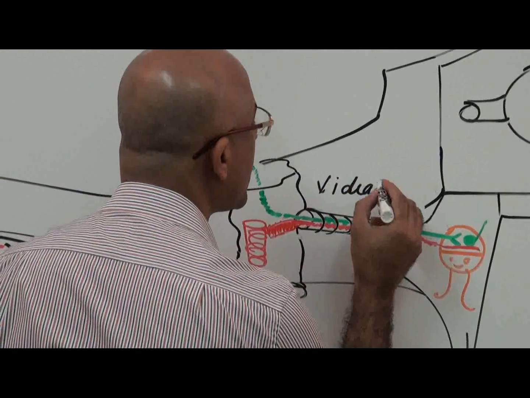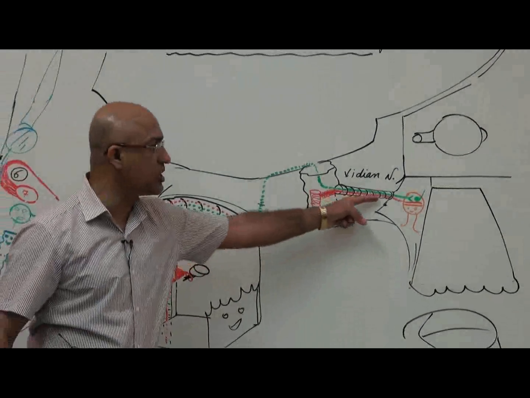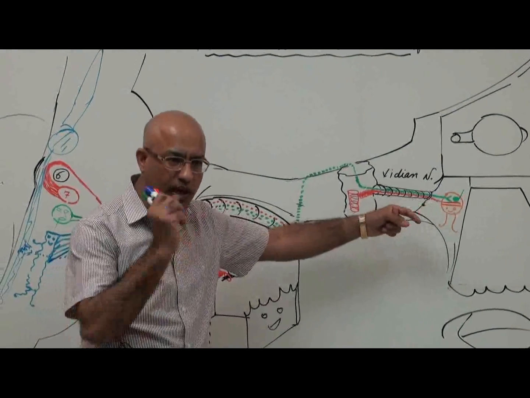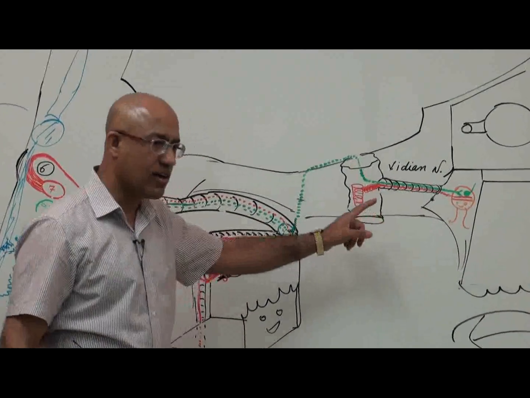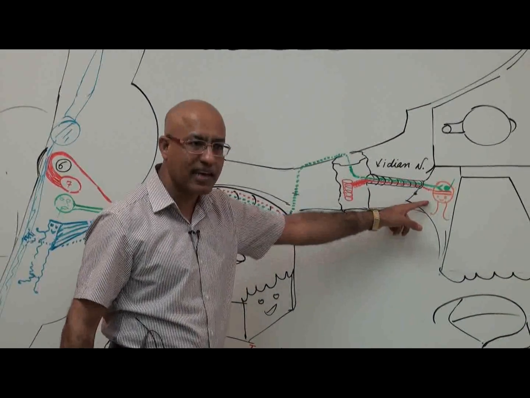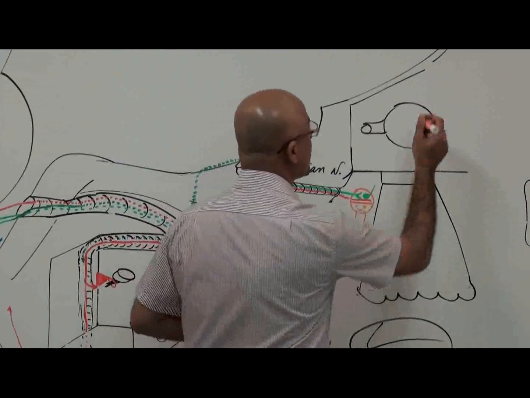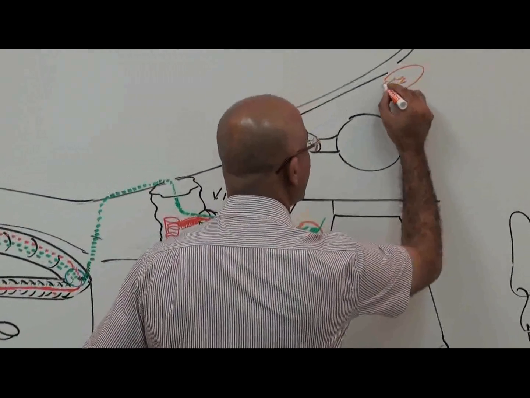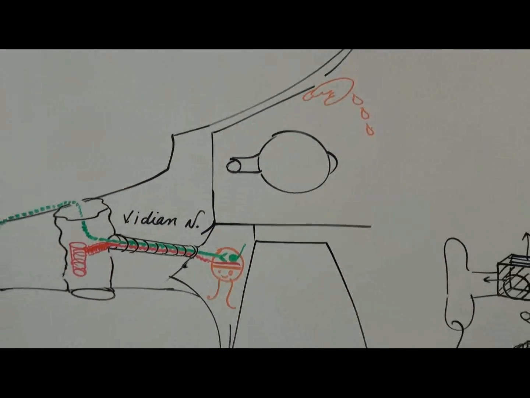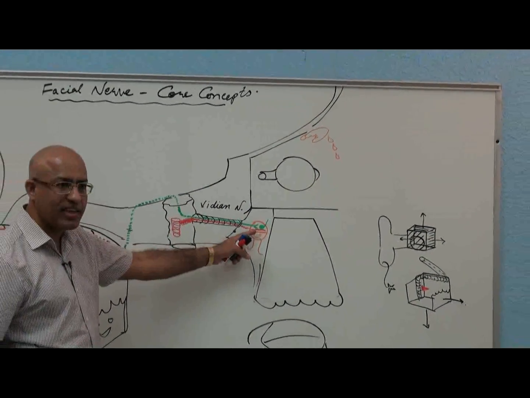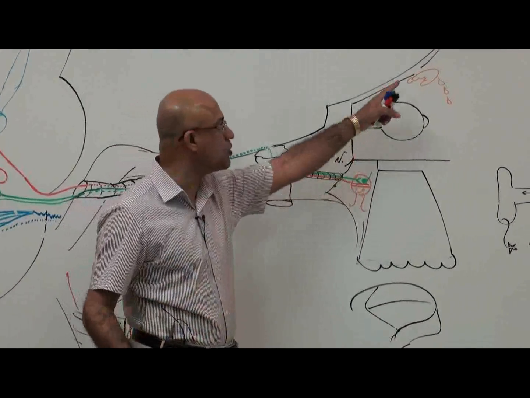Vidian nerve, or nerve to the pterygoid canal. In this way, the fibers from the facial nerve have reached the pterygopalatine ganglion. Now, you know what this is here? The lacrimal gland. Preganglionic fibers end here, and from here the postganglionic fibers have to somehow reach the lacrimal gland.